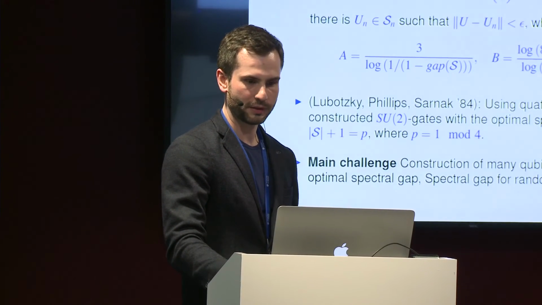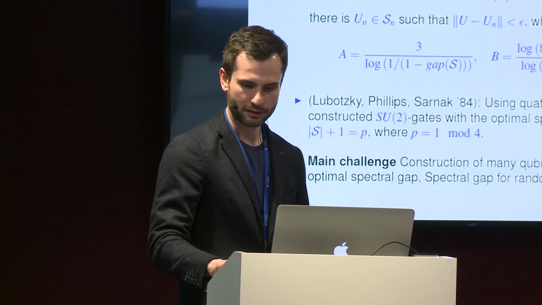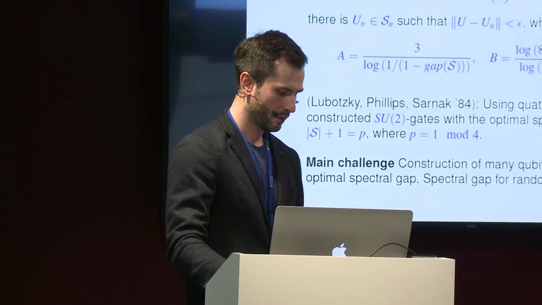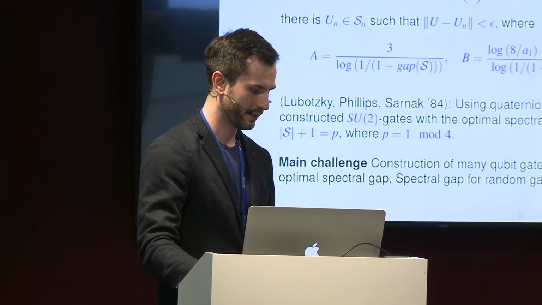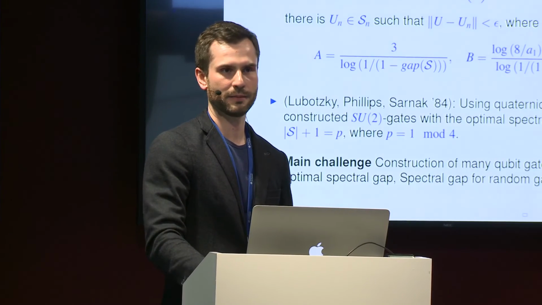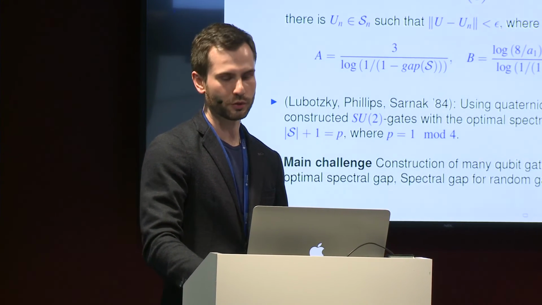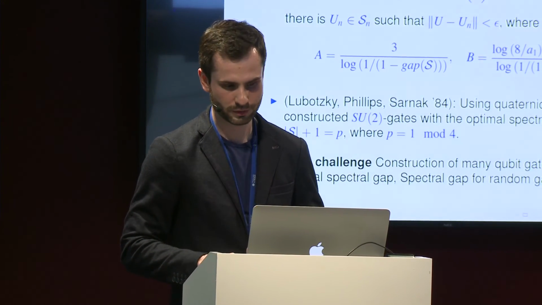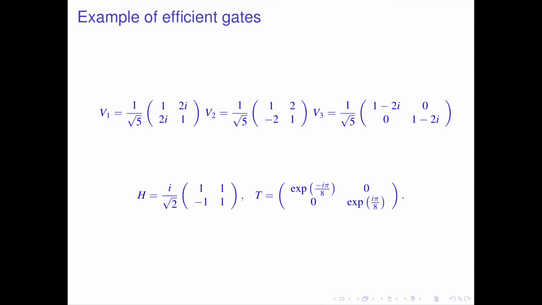Okay, so maybe just to give you some examples, because perhaps after this talk you might have an impression that we don't know any example of efficient quantum gates, and this is not true. So I am giving you two examples of efficient quantum gates for qubits. The first one is the one which was constructed by Lubotsky, Phillips, and Sarnak. So these are the so-called V gates.